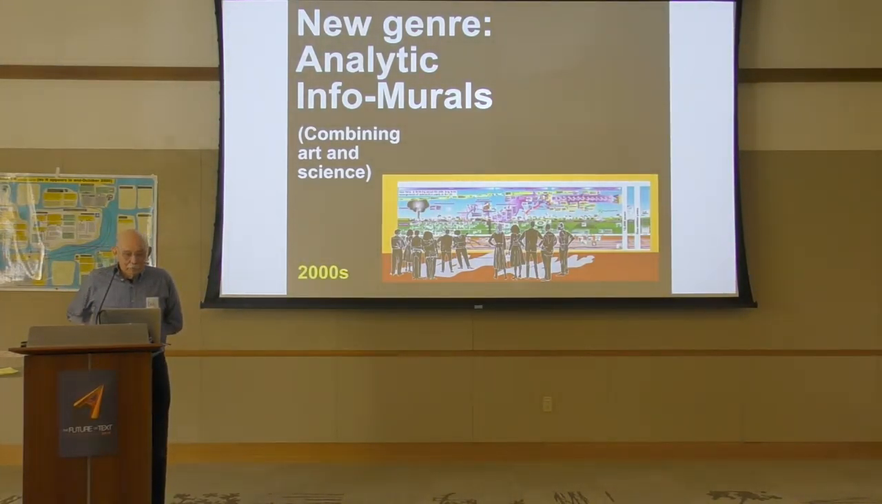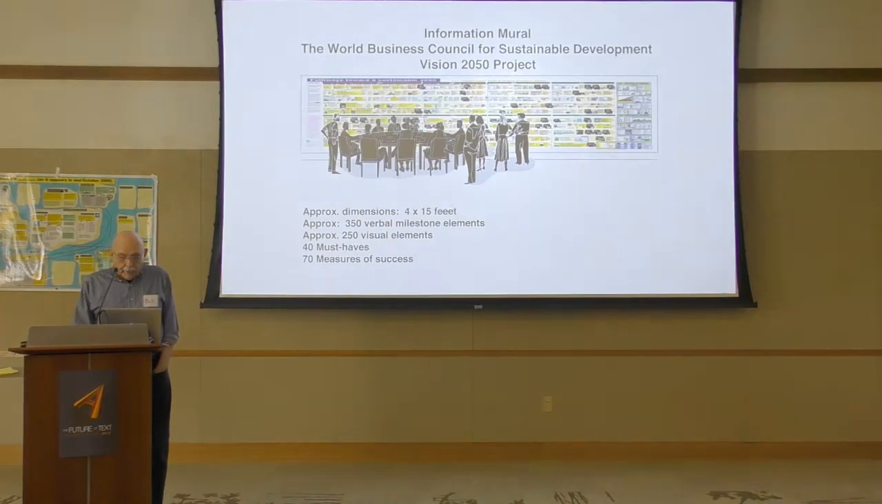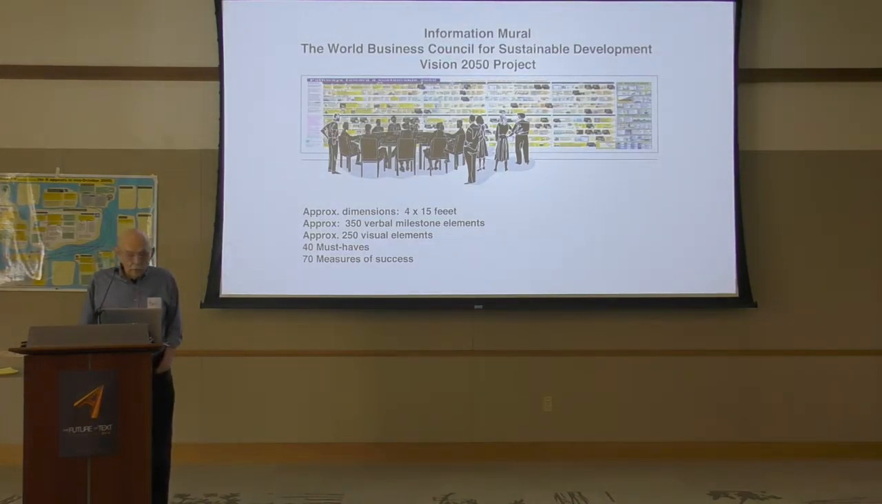And finally, with my last 3 minutes, we have basically a new genre of analytic information murals, which this gives you a suggestion of. Those are the visual elements of a mural that I did on nuclear waste disposal for the United Kingdom. It's about 15 feet long. It has about 350 verbal chunks. It has about 250 visual elements that help you either show the relationship or navigate around. It has 40 must-haves and 70 measures of success.